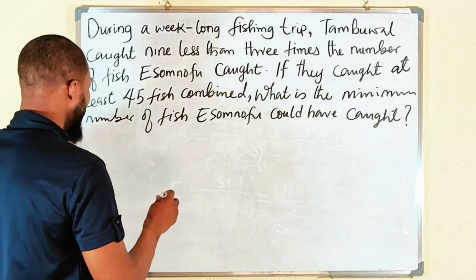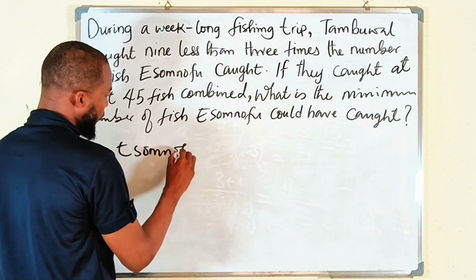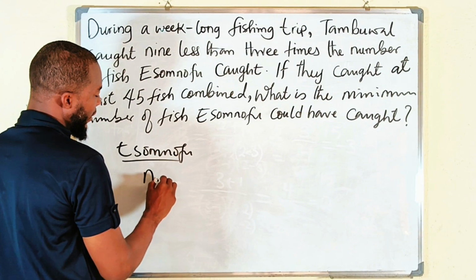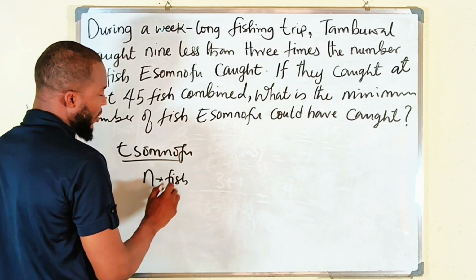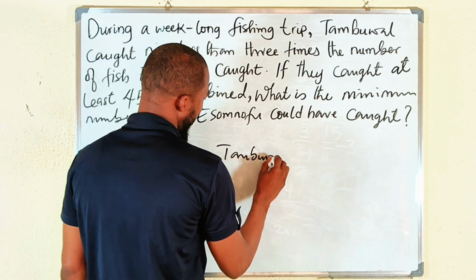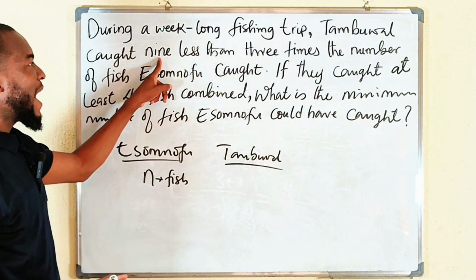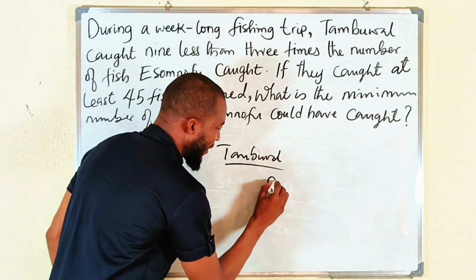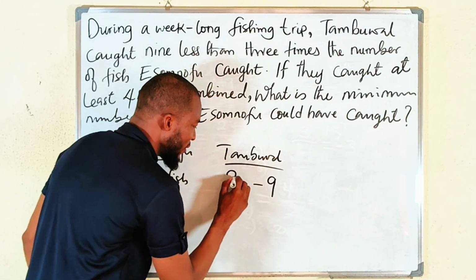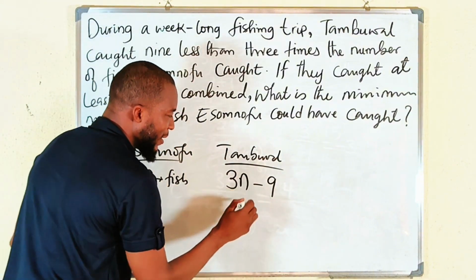any variable. So let me bring Esomnofu down here. Let's assume he has n fish, or he caught n fish, and Tambuwal down here. Tambuwal caught 9 less than 3 times the number of fish caught by Esomnofu.